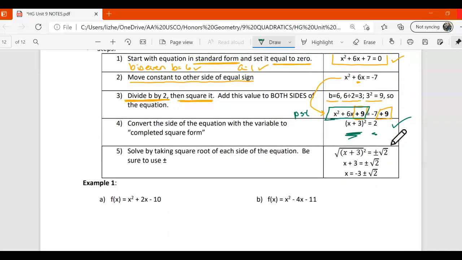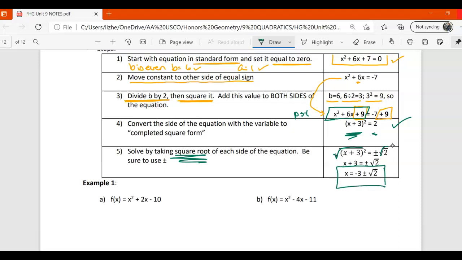And now we want to solve it. We're going to solve it by doing square roots. So we square root both sides. Right here, we did the square root of both sides of the equation. We added our plus or minus. So then we have x plus 3 equals plus or minus the square root of 2. And I subtract 3. And I have two answers, negative 3 plus the square root of 2, negative 3 minus the square root of 2.